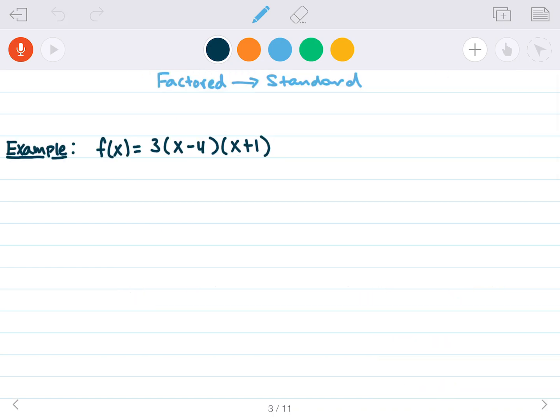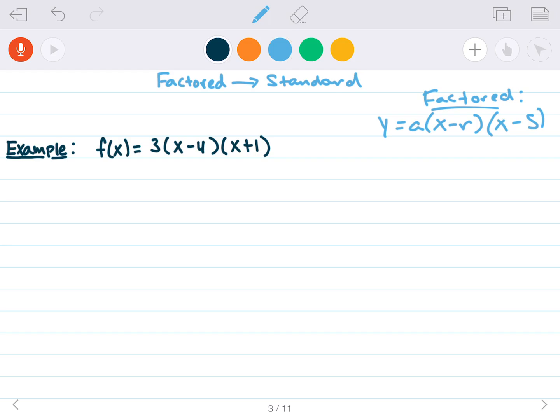All right, so we can do the same thing if it's factored out. I mean, it's really the same process. We just have to FOIL again. So recall that factored form was y equals a times x minus r times x minus s. This was our factored form.